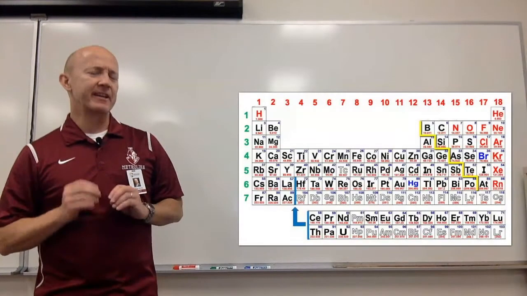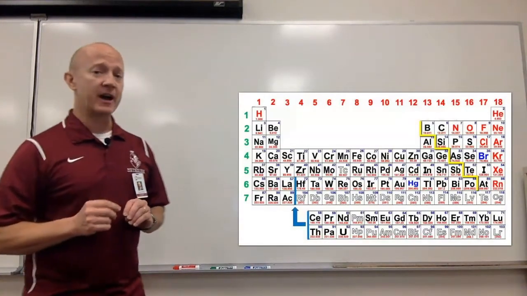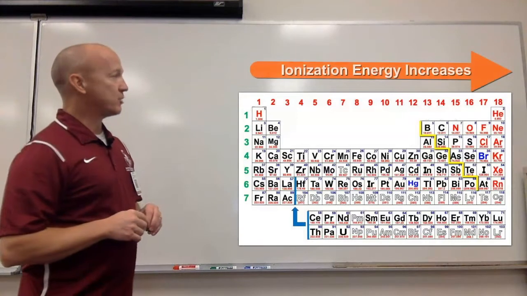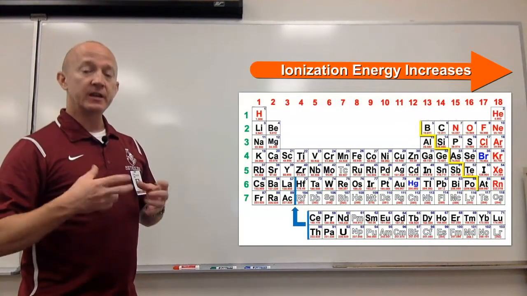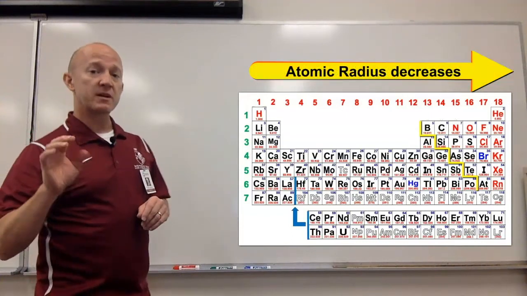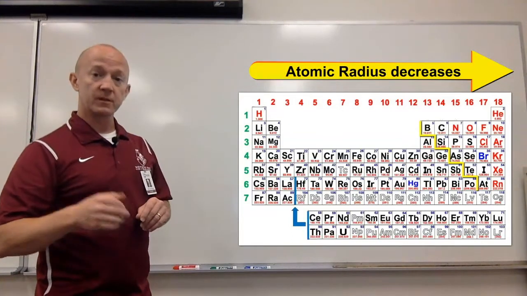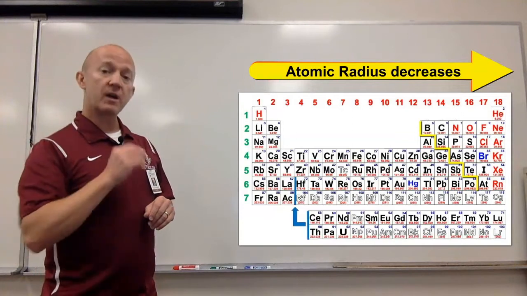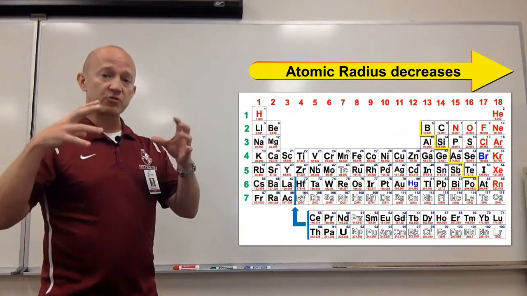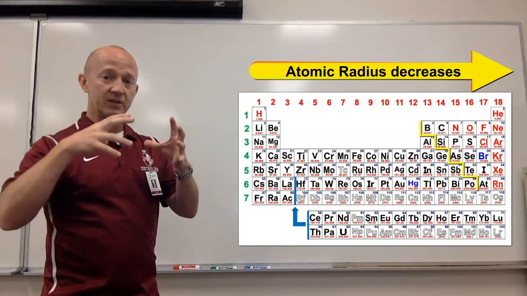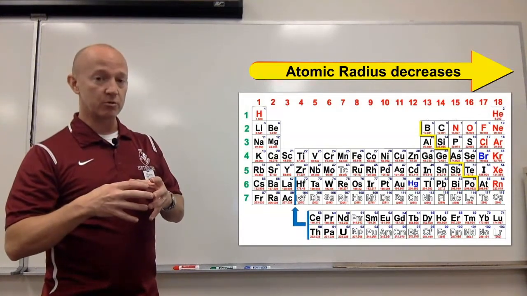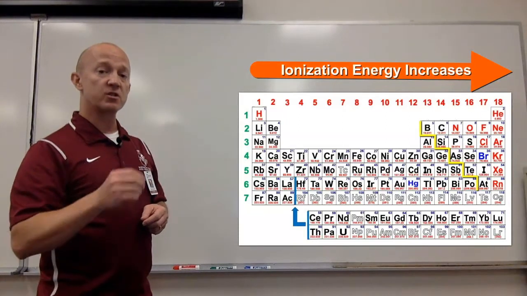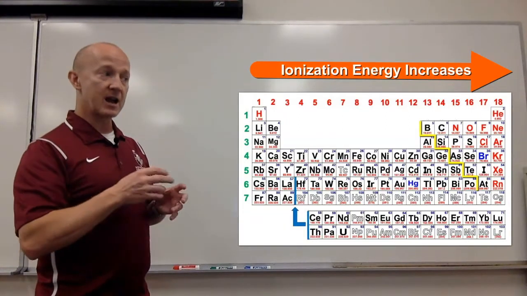So we've hinted at it a little bit, but let's talk about the trend in ionization energy. As we go from left to right across a period, ionization energy increases. Remember what we said about atomic radius going from left to right. It decreases, correct? So as you go from left to right, those electrons are going to get pulled more tightly toward that nucleus, more strongly held by that nucleus. So it means it's going to be harder to take an electron away from the atoms as they get smaller and smaller.